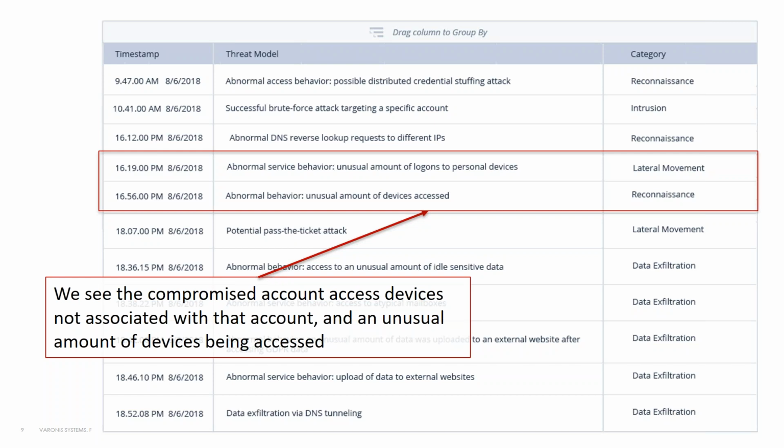In fact, in this threat model here, it's abnormal service behavior. So we've identified this as a service account, and that's really unusual for a service account to start logging into personal devices. This account doesn't own those devices. We also trigger off an abnormal behavior, unusual amount of devices accessed. So again, we're seeing this service account starting to touch an unusual amount of devices. It doesn't normally do this. It's increased touching devices.